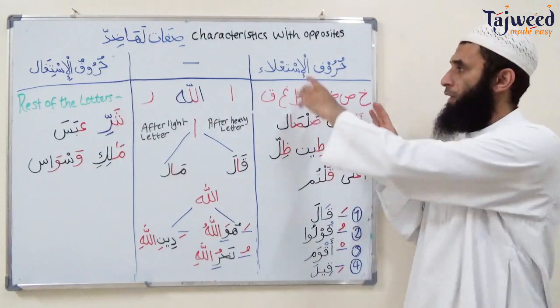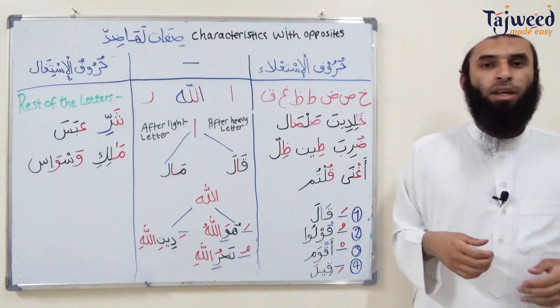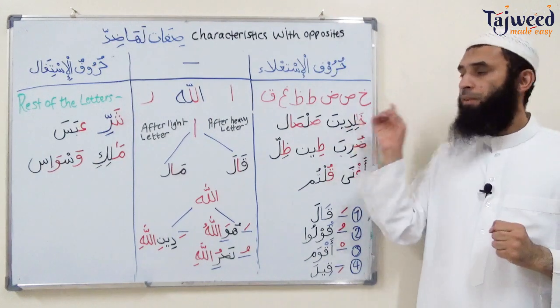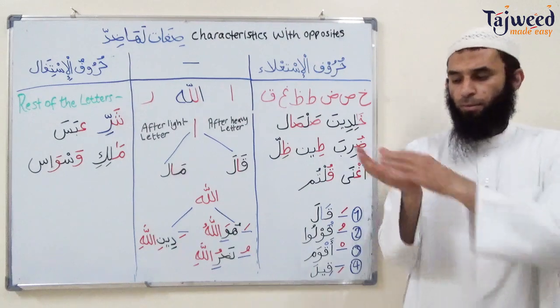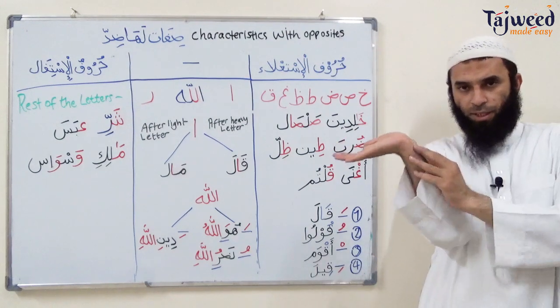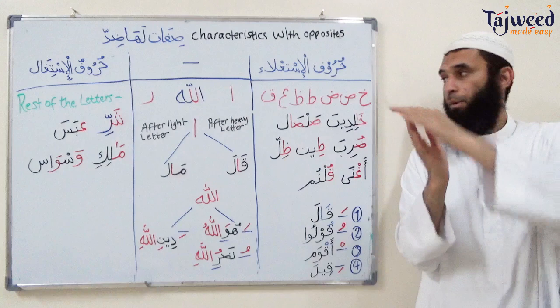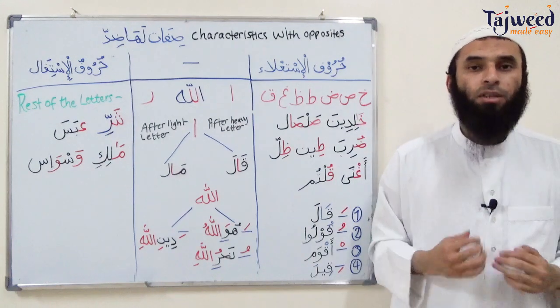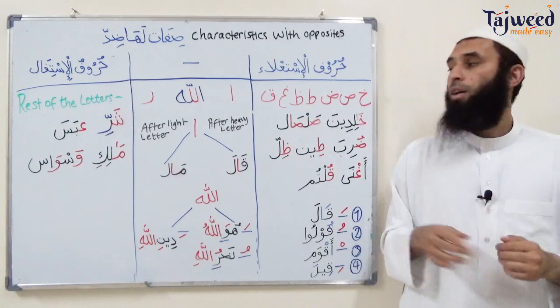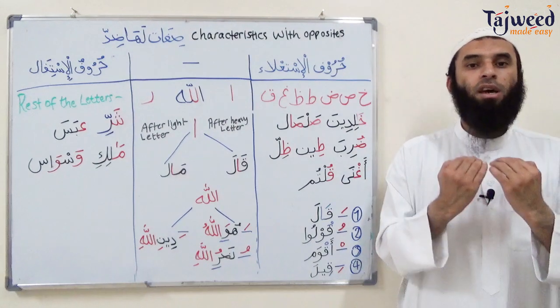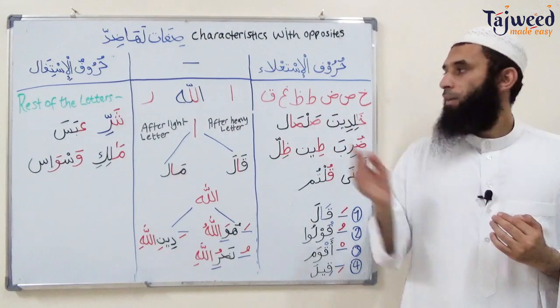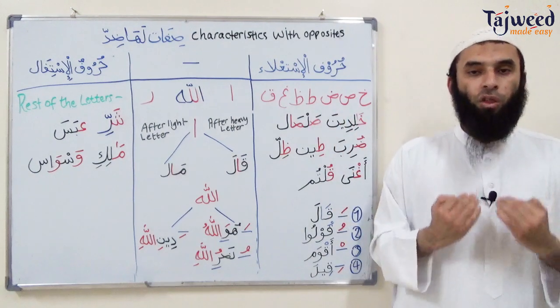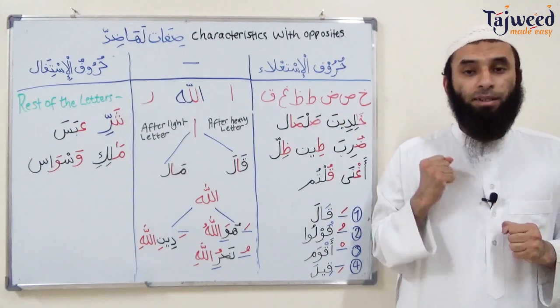So the first group of letters, here, huruf al-isti'la. The 7 letters, the Arabs, whenever they used to pronounce these 7 letters, they used to pronounce them in a heavy manner, by elevating the back of the tongue and putting pressure on the roof of the mouth. So instead of saying kha, they used to say kha, kha. Instead of saying sa, they used to say sa, sa. Ba, ta, va, gha, and qa.